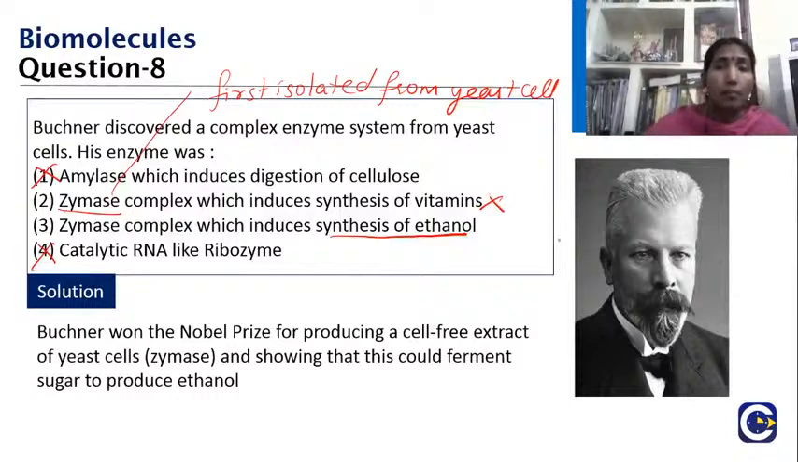So you can see the man, the pioneer. He won the Nobel Prize for providing a cell-free extract of zymase, with which he was able to ferment the sugar to produce ethanol. So that was the discovery made by Buchner. So that is the answer. Okay, children, very good.